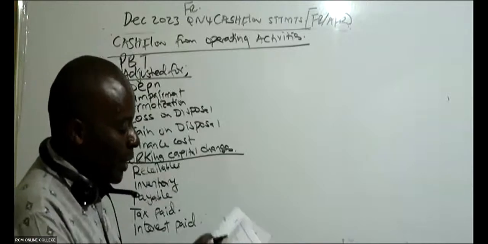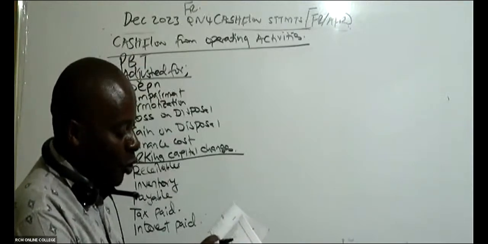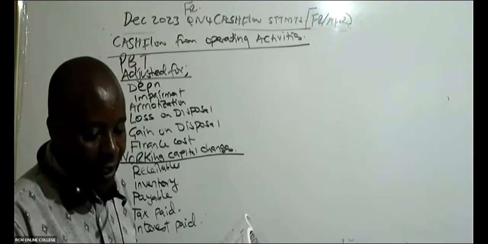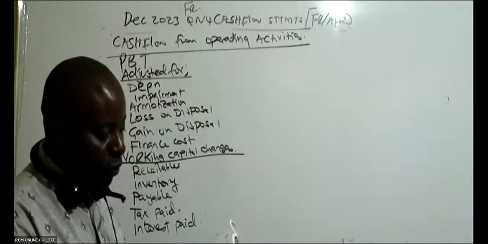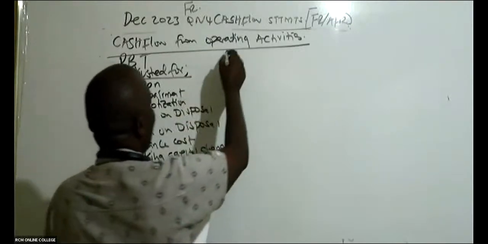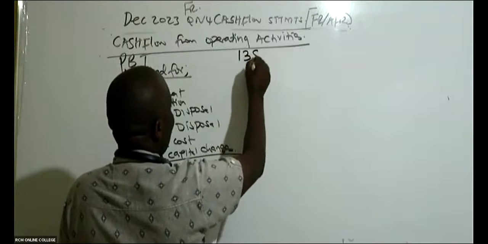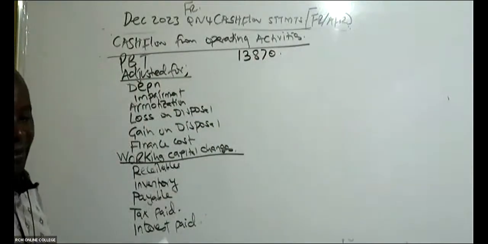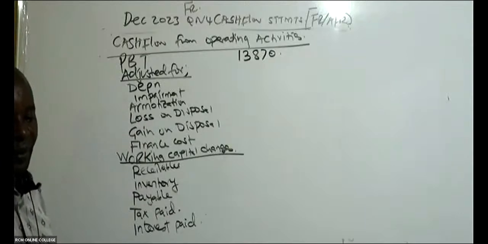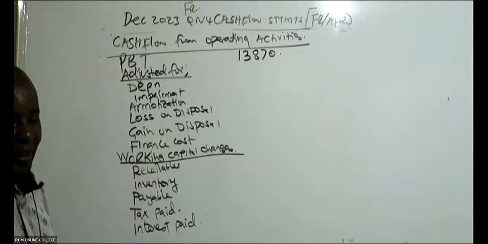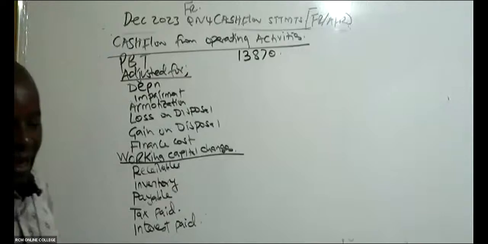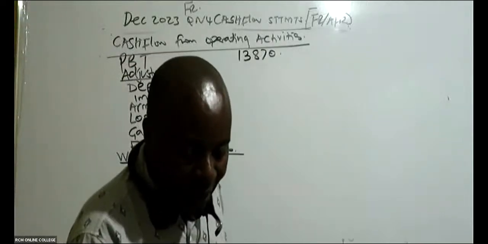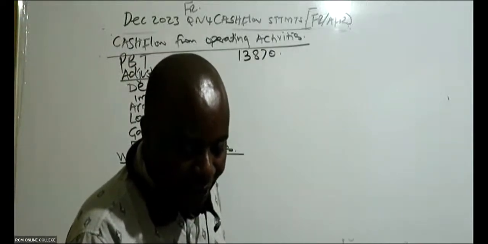Are you able to see somewhere there profit before tax of 13,870? Is there anybody who is able to see that, please? Maybe they don't have the question paper. I even have it. How come I forgot about it? I have it.